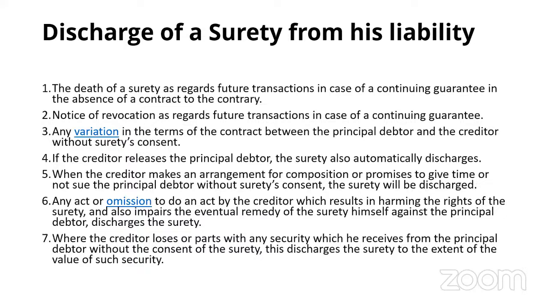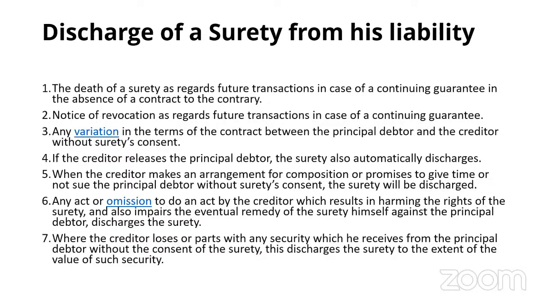Next, when does a surety get discharged from his liability? Right? When does a surety get discharged from his liability? There are different scenarios. The first one is the death of the surety. In case the surety dies, then there is no situation in which the surety can be held responsible. So one way in which a surety can be discharged is on the death of the surety.